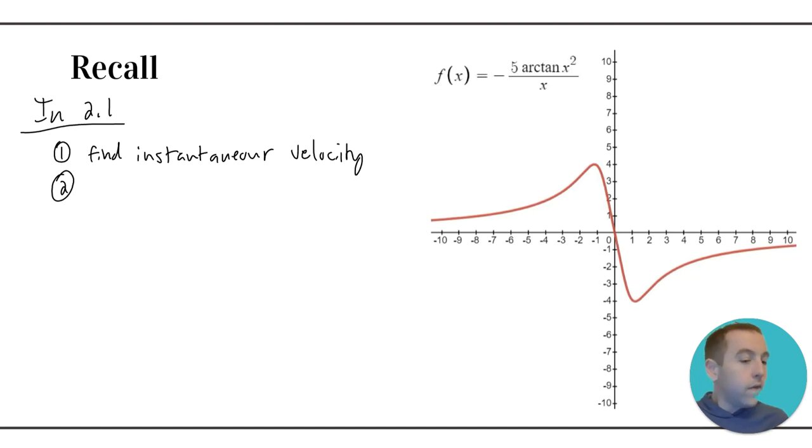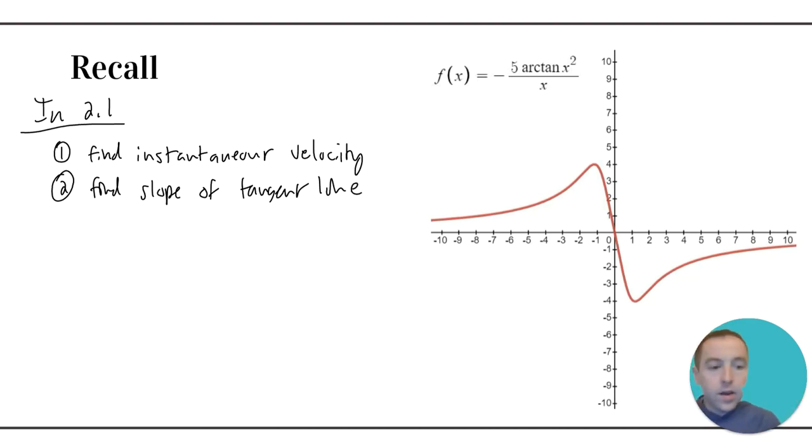And then another different type of problem, but method-wise, the way we found it was the same, was to be able to find the slope of a tangent line, and that tangent line is a tangent to a point on a curve. Okay, so those were our big two things.